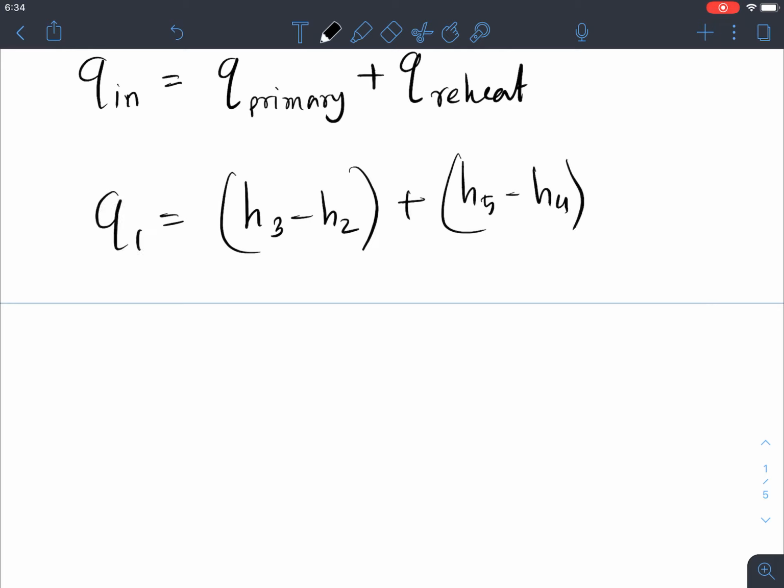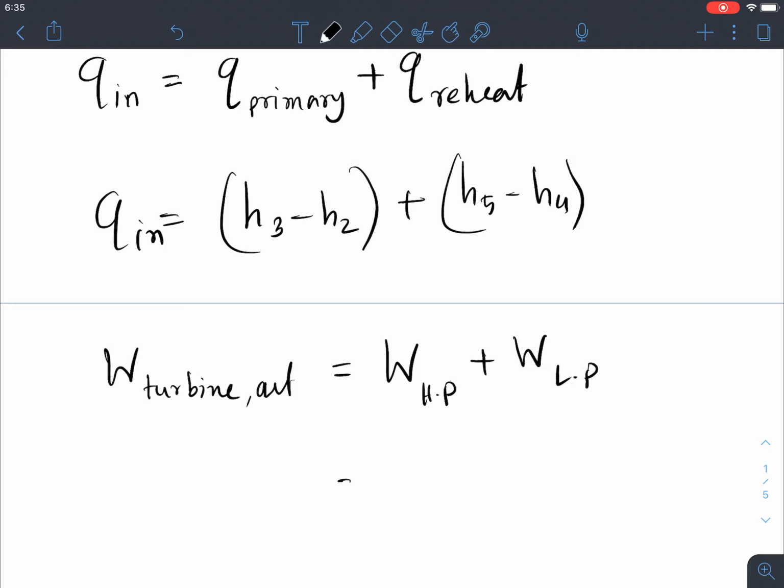So that's the total Q in of that system. Now what is the W turbine, or what is the turbine output? Because we have two turbines, a low pressure turbine and a high pressure turbine. So W turbine of high pressure and W turbine of low pressure.